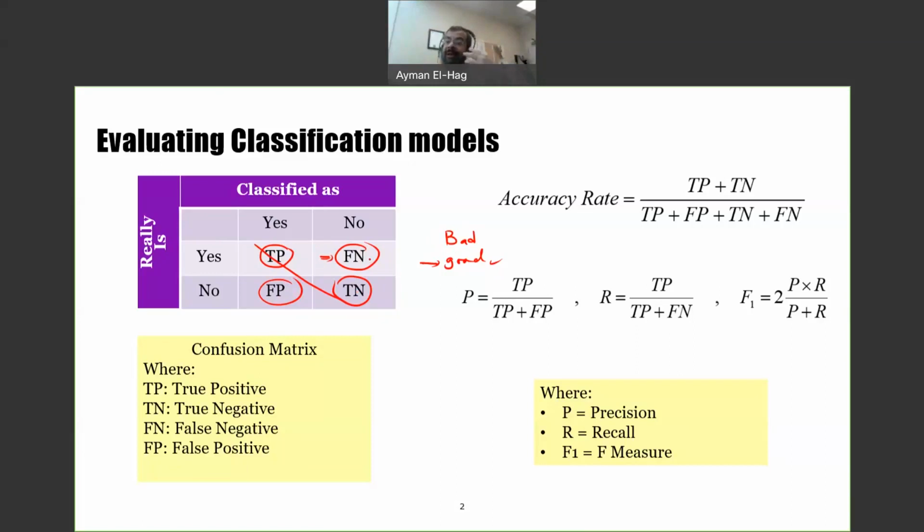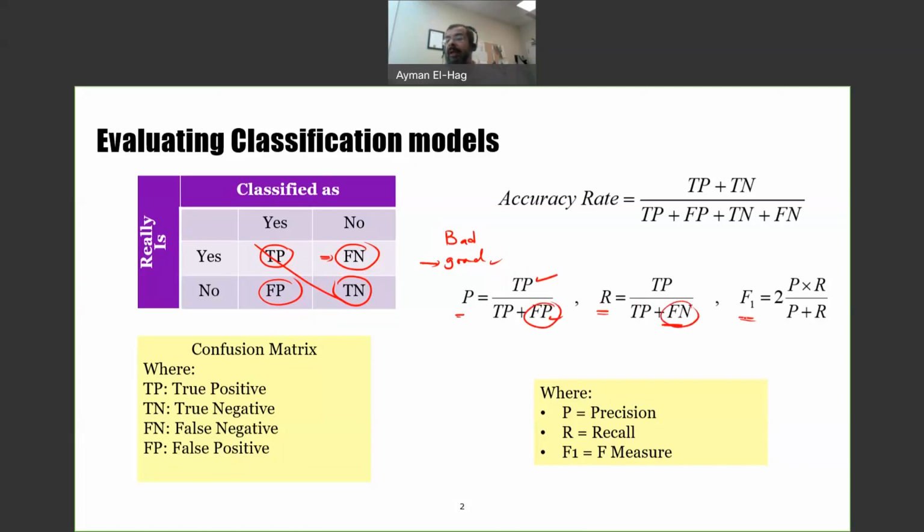Now, when we understand these four terminologies, then we can find what we call the precision, which is a ratio: TP divided by TP plus FP. Of course, TP is true positive and FP is false positive. And then the recall, which is TP over TP plus FN. So they are very similar. The only difference is FP and FN.